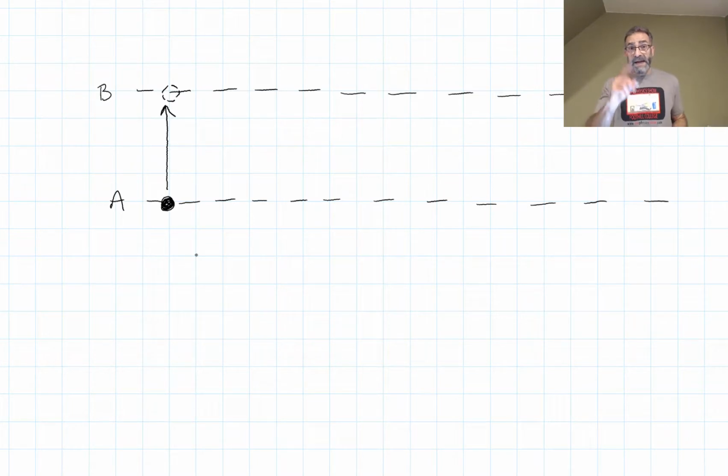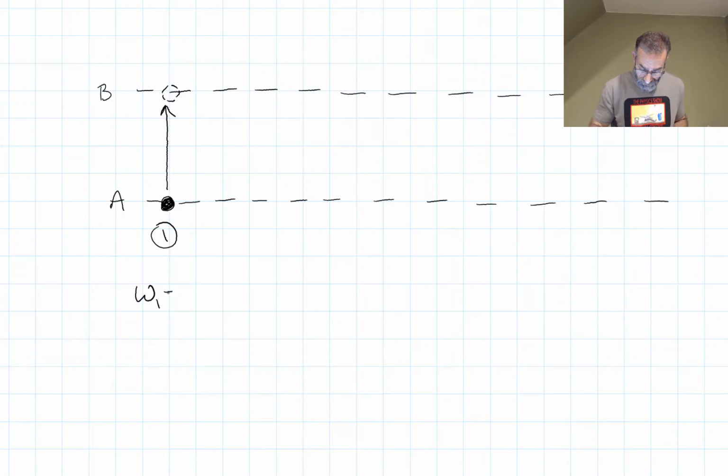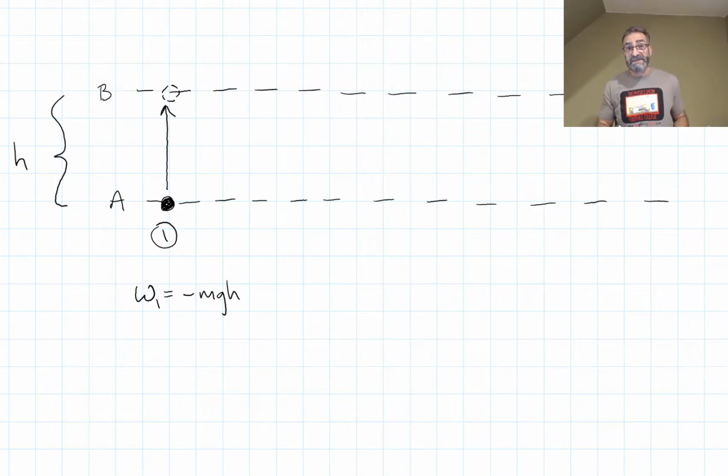As the object goes up, the work done by gravity for case 1 is just the force times the distance times the cosine of theta, and theta is 180 degrees. The object is moving up and the force of gravity is pulling down. So we get negative mgh, where this is the height h.